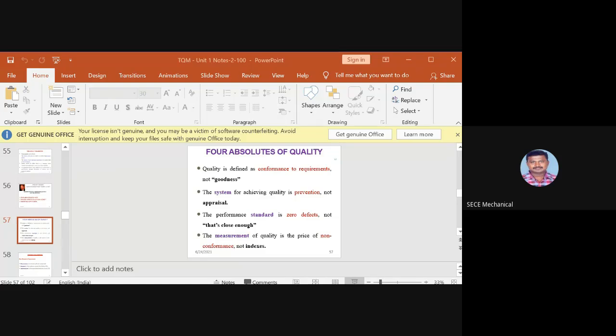So it is not like that is close enough. The performance standard is always zero defects. And the fourth absolute is that the measurement of quality is the price of non-conformance, not indexes. So these are the four absolutes of quality, and the basic elements of improvement set by Crosby. So this is the Crosby philosophy.